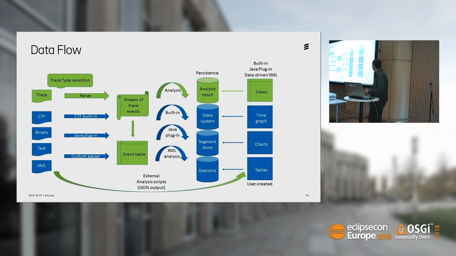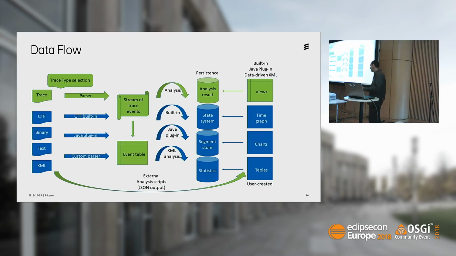The blue is more an example. CTF, it's a generic trace format, so that's built in. If you have a trace in that format, Trace Compass can open it right away. We have some binary parsers like GDB tracepoints or PCAP. And we have a text wizard to provide text and XML parsers.